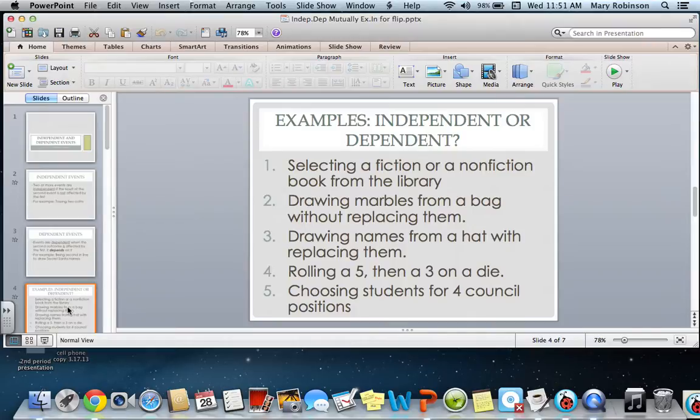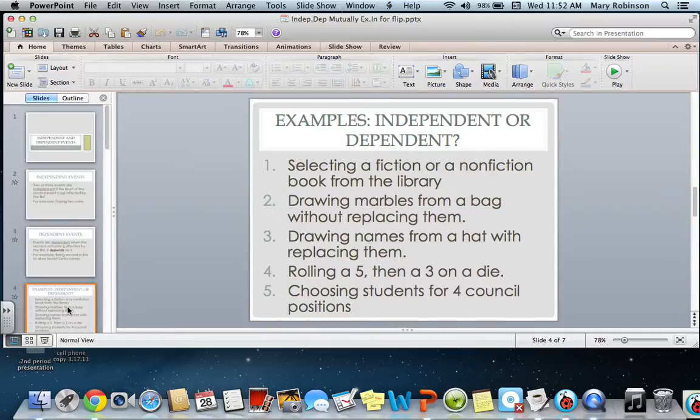Number 1, selecting a fiction or a nonfiction book from the library. This is independent because a choice of fiction does not make you either pick fiction or nonfiction the second time. You can make these choices independent of one another. Number 2, drawing marbles from a bag without replacing them is dependent. The key word is without replacing.